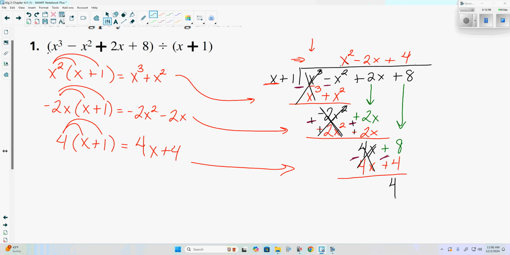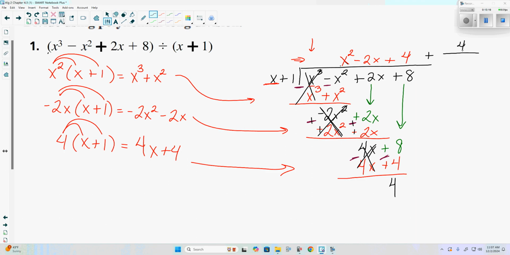We kind of, I would not say full understanding, but we kind of get the idea of how this process works, yes? Okay. Any questions on how we got to our x squared minus 2x plus 4? Now we do have a remainder, yes?